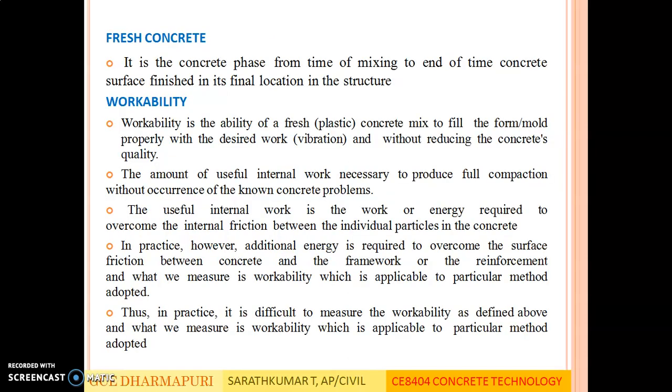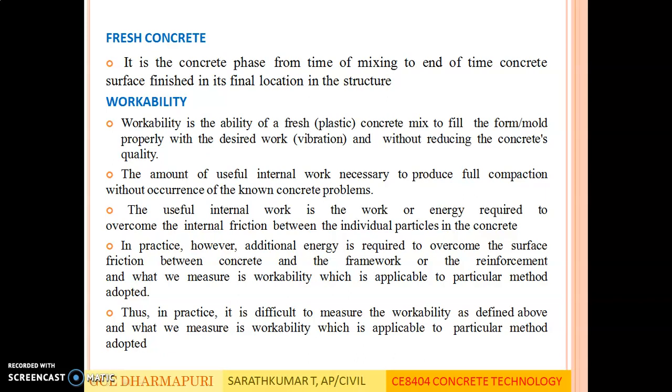So what is fresh concrete? It is the concrete phase from the time of mixing to the end of the time the concrete surface is finished in its final location in the structure. Next we will see what is workability. Workability is the ability of a fresh concrete mix to fill the form or mold properly. It is the amount of useful internal work necessary to produce full compaction without occurrence of the known concrete problems.